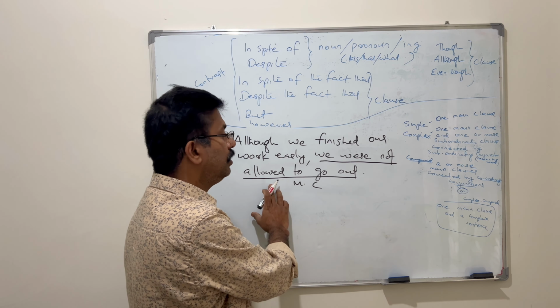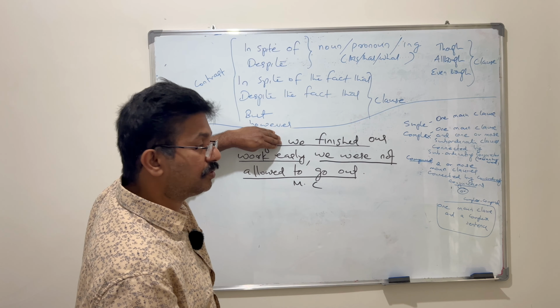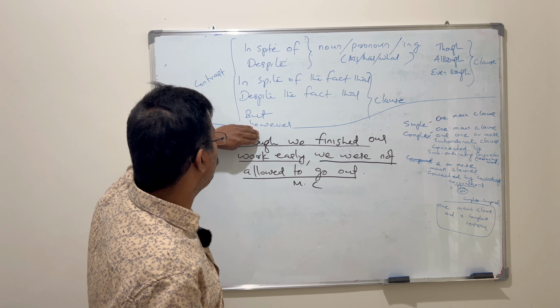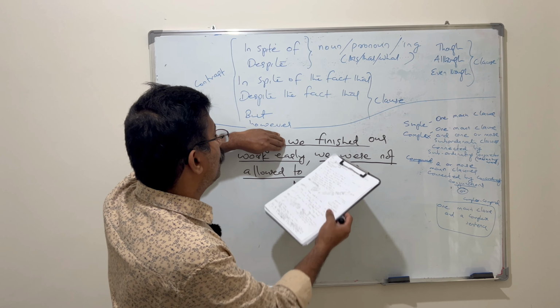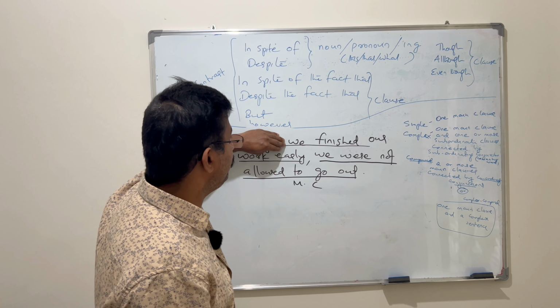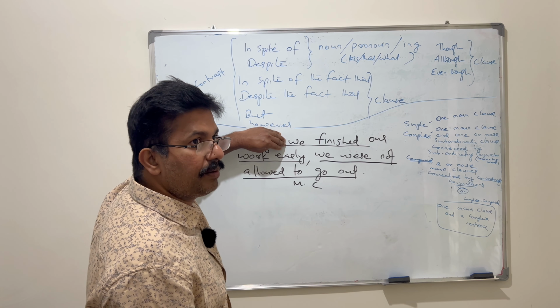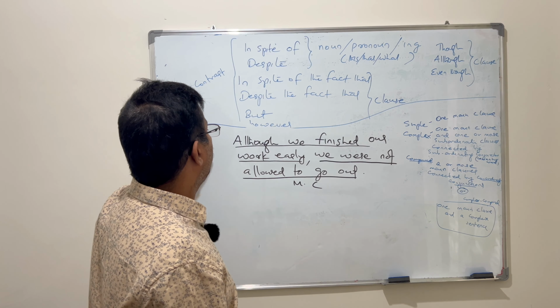Although we finished our work early is the subordinate clause. Why is this a subordinate clause? Because of "although." If you just read this sentence without "although," we finished our work early, that will again be another main clause. If there is no "although" with this one, it won't be a subordinate clause, it will be a main clause. We finished our work early is one main clause, but when you add "although" to it, it becomes a subordinate clause.